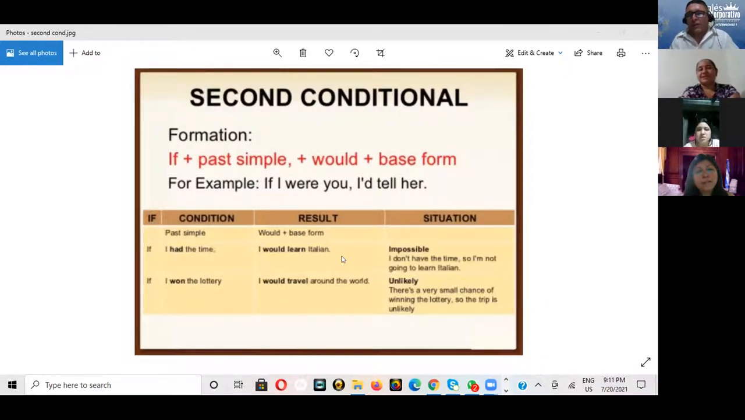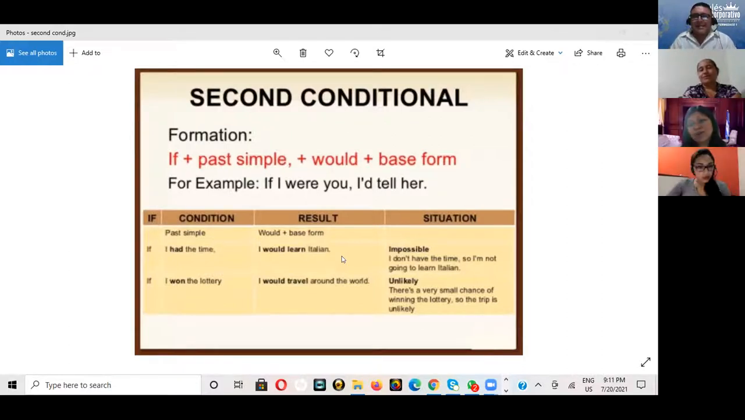If I won the lottery, how do you say that one in Spanish? Si ganara la lotería. ¿Qué pasaría si ganara la lotería? Viajaría. So, winning the lottery is hypothetical. Maybe it's one in a million, you know? So, once again, you use the simple past tense also to express hypothetical situations. Questions?